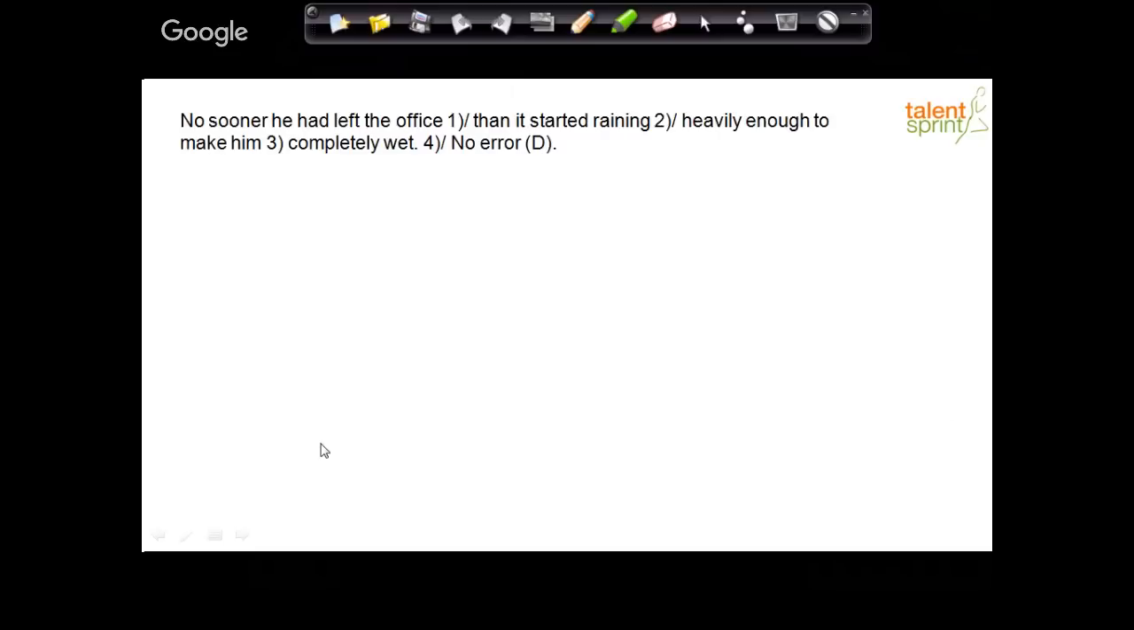Let's take a look at this second context that we have. No sooner he had left the office, then it started raining heavily enough to make him completely wet. So where do you think the error is? This is another pattern, right?